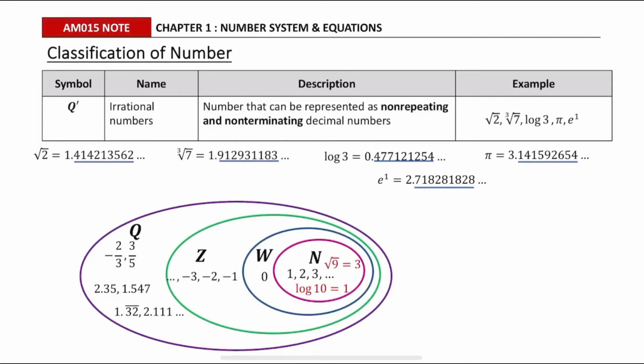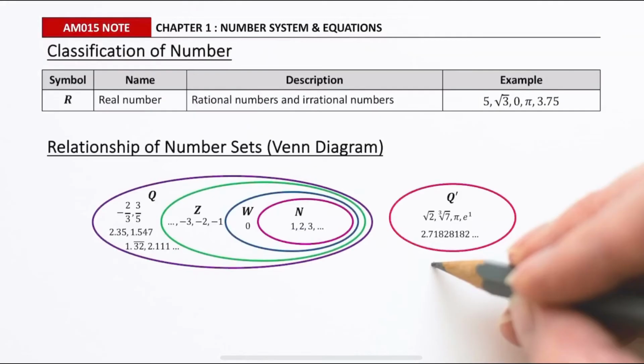Rational numbers and irrational numbers are mutually exclusive, which means they have no intersection with each other, and you can see it clearly from the diagram. The set of rational numbers and the set of irrational numbers form the set of real numbers. This means that the set of real numbers is a larger set consisting of the rational numbers and irrational numbers.